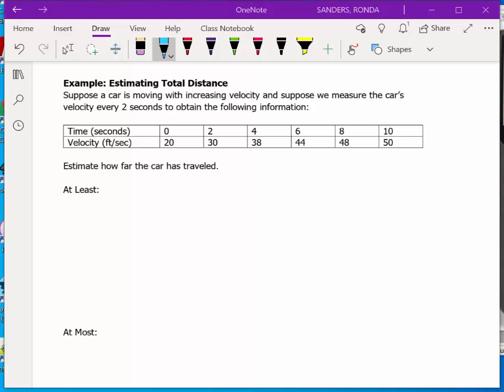Estimating total distance. Suppose a car is moving with increasing velocity, and suppose we measure the car's velocity every 2 seconds to obtain the following information. We want to estimate how far the car has traveled. Let's consider only the first 2 seconds.